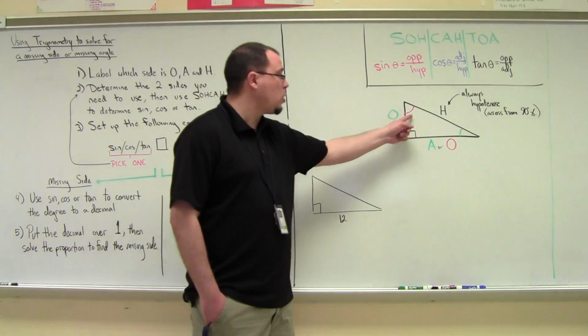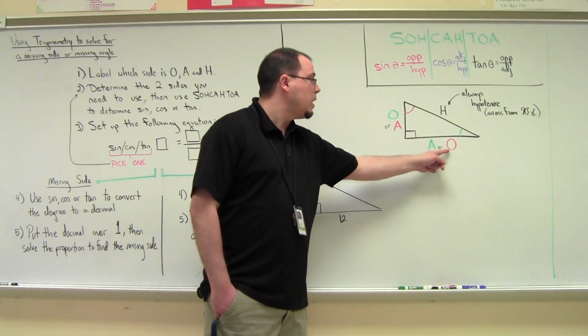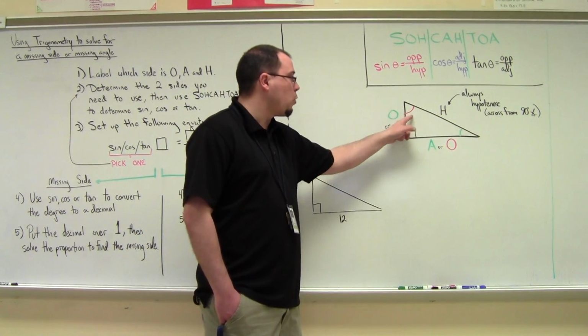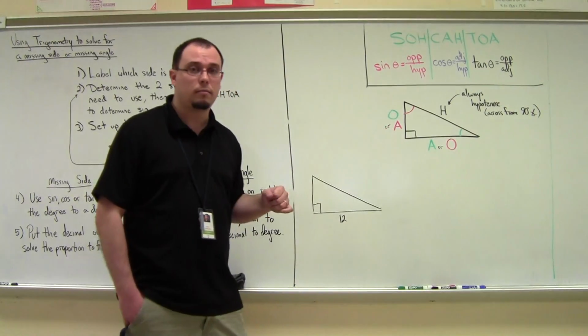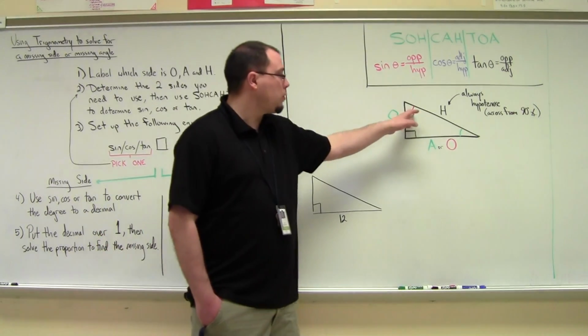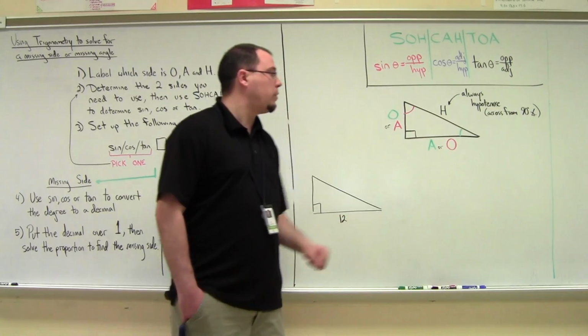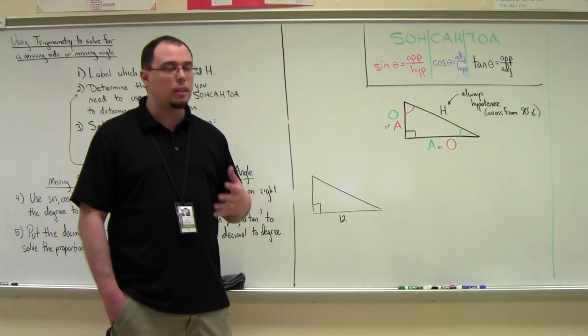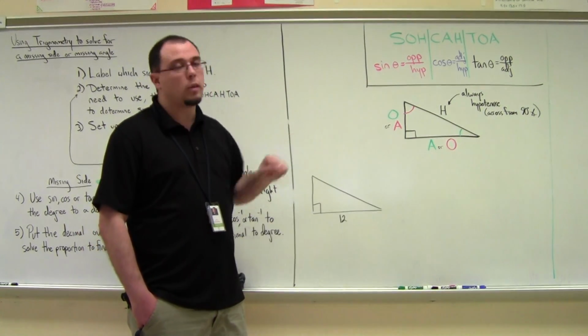So the opposite side is going to be directly across from the angle. The adjacent side is going to help form the angle. It's going to be right next to it. Now, that works for the red angle here. For the green angle that I've given you, it's going to work the same way, but they're not going to be the same sides as it was for the red angle.